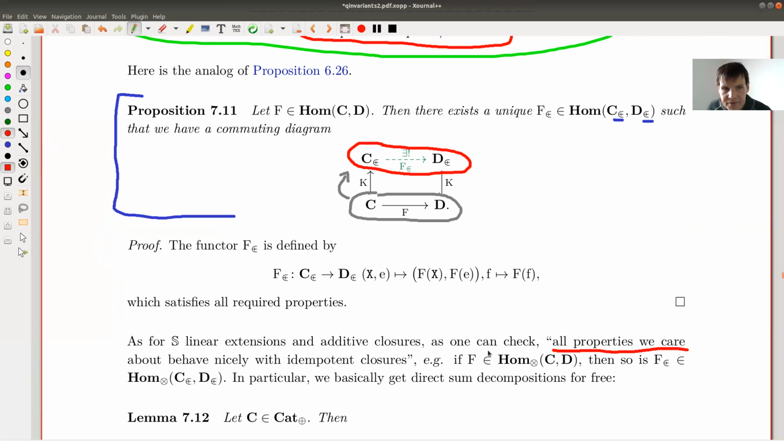All properties we care about behave nicely with respect to idempotent completions. So if you have a monoidal functor, then you get a monoidal functor between the idempotent completions. If you had a braided functor, then you get a braided functor between the idempotent completions, and not just any, but basically there exists a unique one. So that's a pretty cool proposition. So this says this is good. It's much better behaved than the abelian. It's not as strong, right? You only have images for idempotents, but it's better behaved and you can apply it for everything, basically.